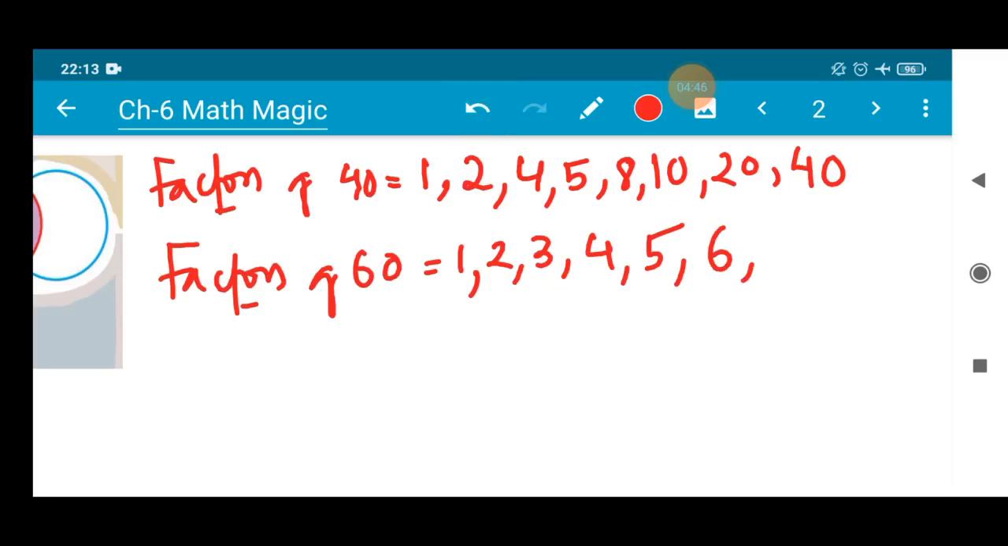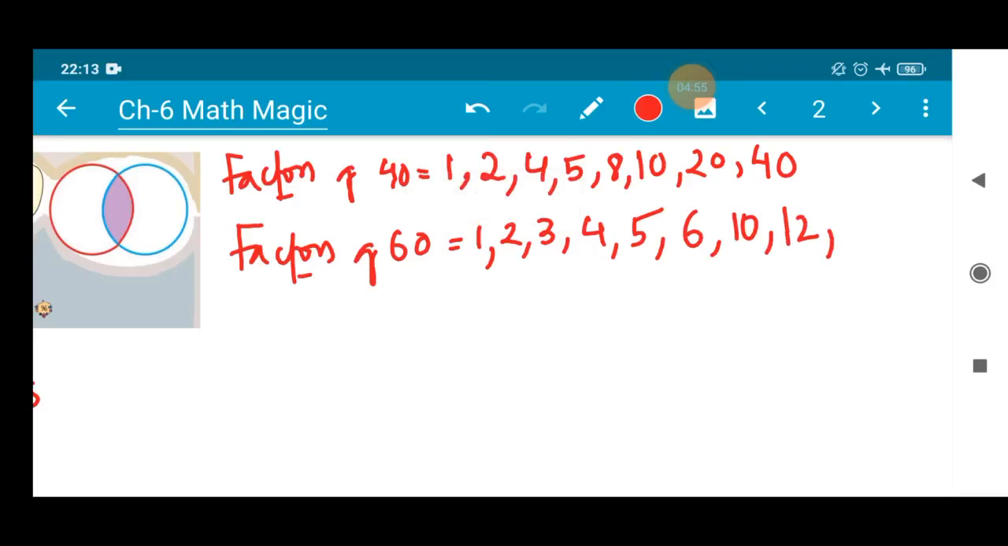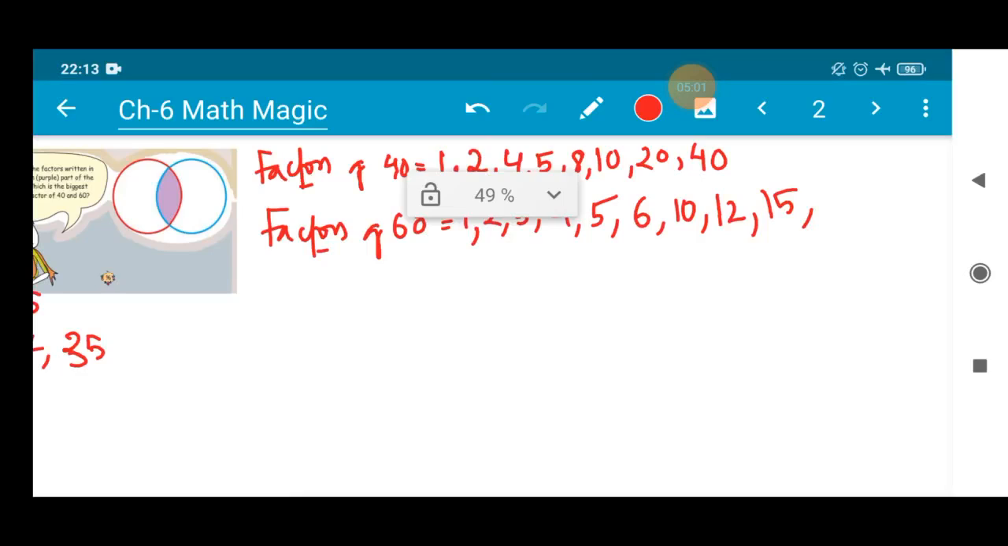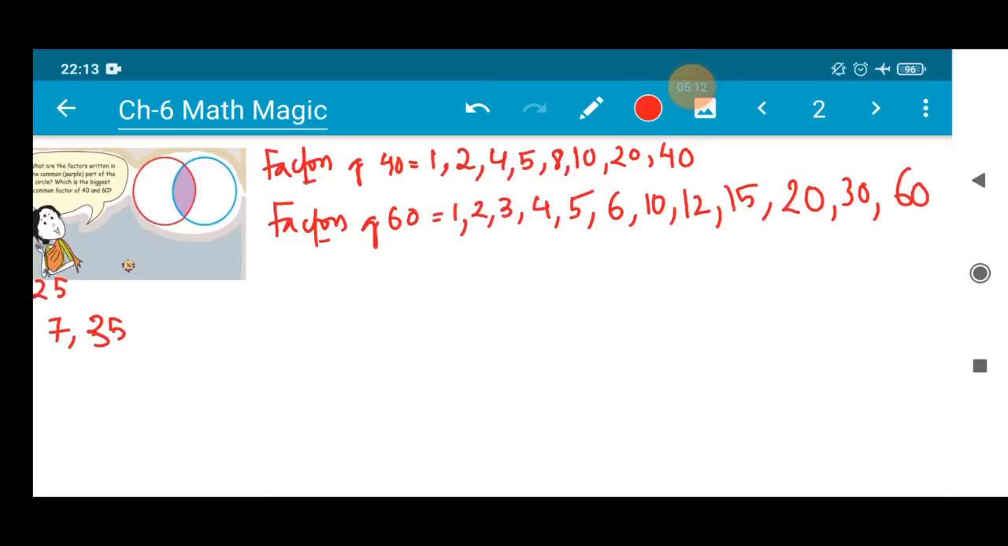7 cannot divide, 8 cannot divide, 9 cannot divide, so 10 directly can divide, yes, then 12 can divide, 13 cannot, 14 cannot divide, 15 can divide, 16 can't divide, 17 can't divide, 4 15s are 60, 3 20s are 60, then 2 30s, then directly it is 60. Okay, so these are the factors of 60.